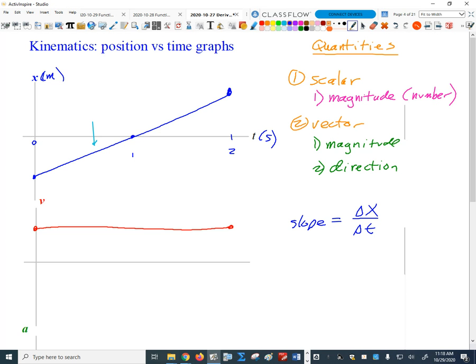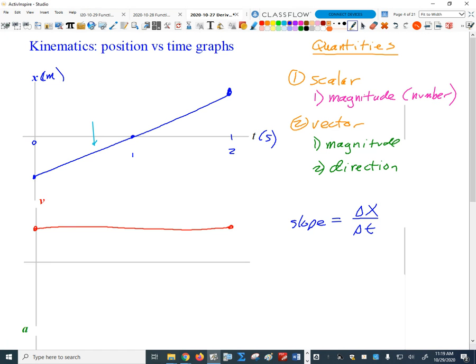What does that sound like? Change in position. So that's my change in position, how many meters did I change, divided by how many seconds did I change. Well, that looks an awful lot like a speed or a velocity, doesn't it? Everybody see that? So yeah, the slope of the blue line gives us the value of the red line, doesn't it? Right?